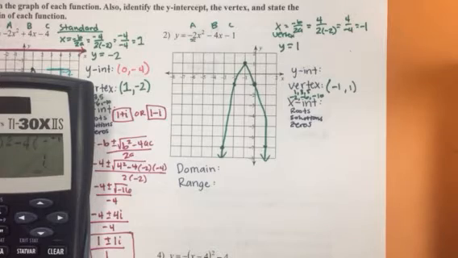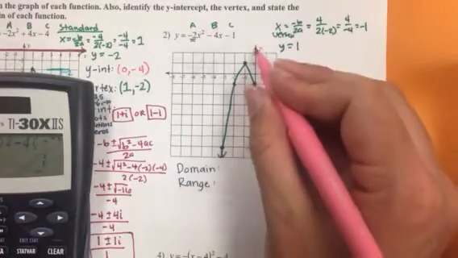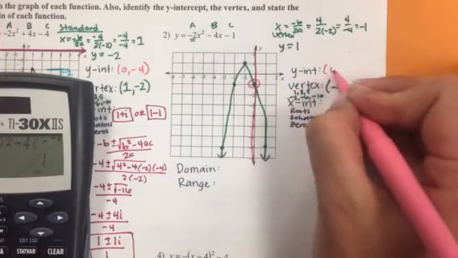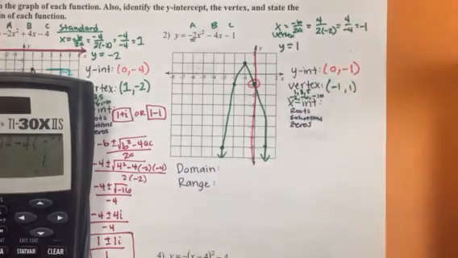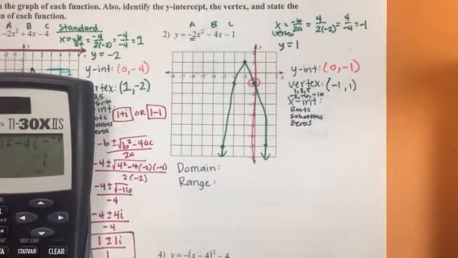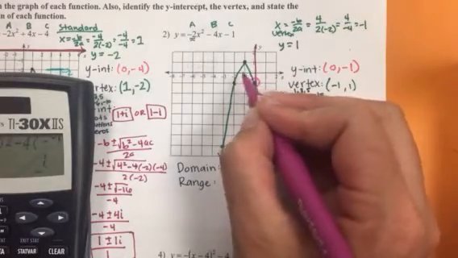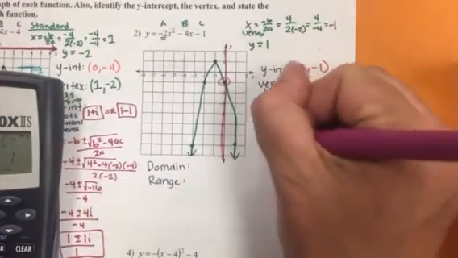Now I need my y-intercept. Y-intercept is when it touches the y-axis at 0, negative 1. My x-intercepts, this one is the one you guys are not going to like because we don't know where it touches. It's not on a whole number. So we need to use the quadratic formula.